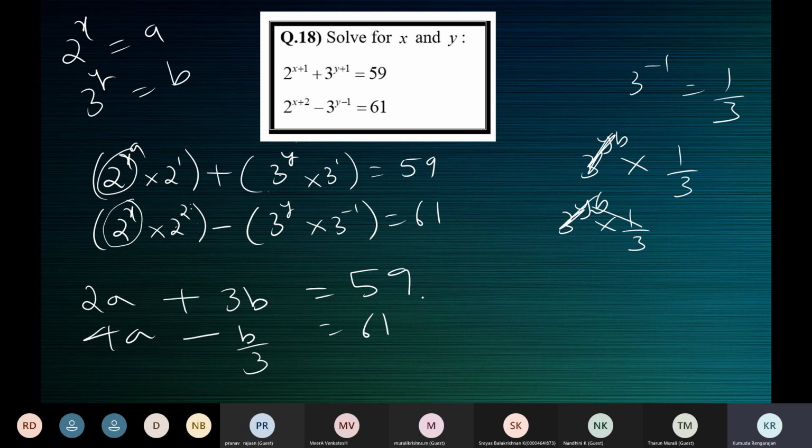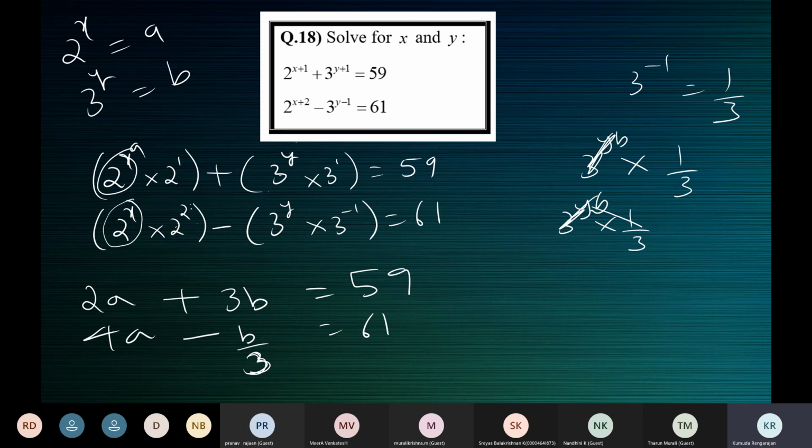So like this, we get two equations in a and b. Now there is a number in the denominator, so you can take the LCM and make this equation without the denominator. See, here 3 is the LCM. Then cross multiply and you get the equation in a and b without the denominator 3. After that, solve the two equations and find the values of a and b.